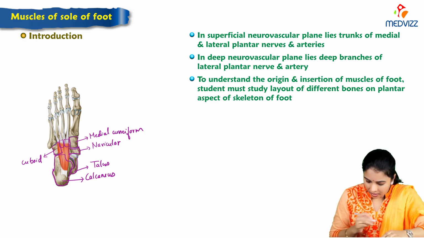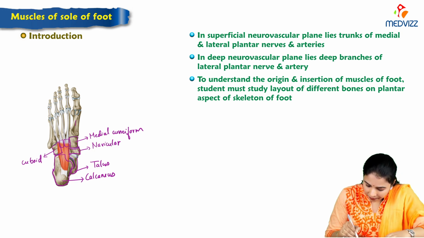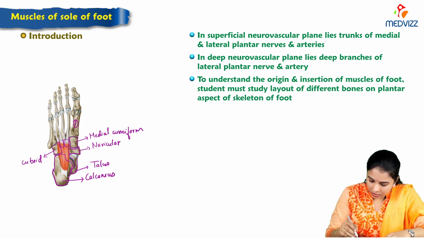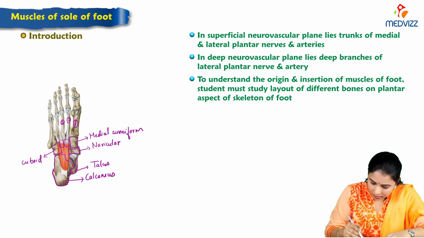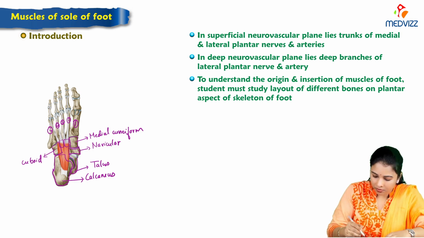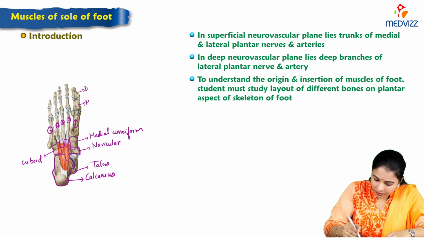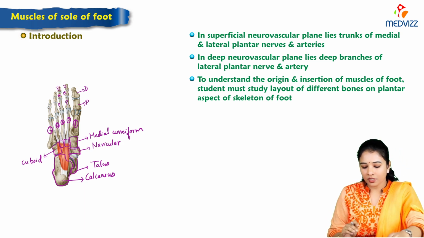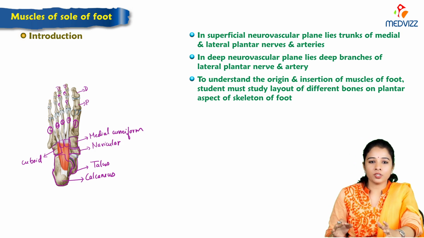So these are the tarsal bones, and this is the first metatarsal, which goes to the great toe. This is the second, third, fourth and fifth. And these are the phalanges. We have a proximal phalanx and distal phalanx in the great toe. In the other toes, proximal, middle and distal for each toe. So this is a basic idea of the skeleton of the foot showing the bones.